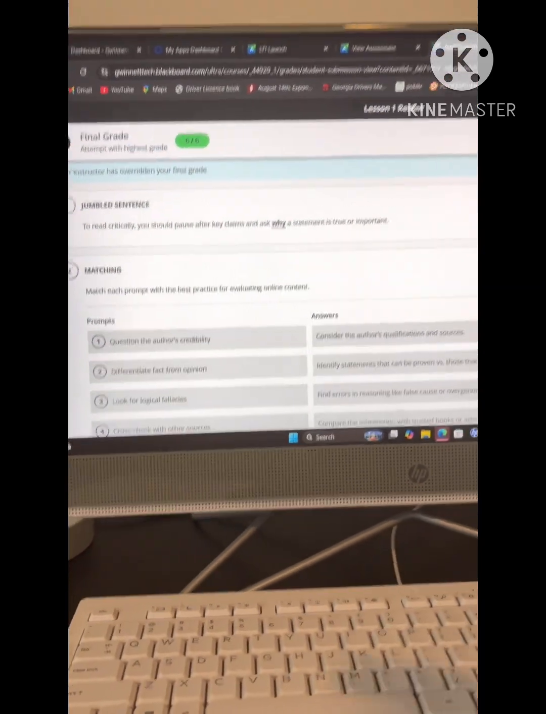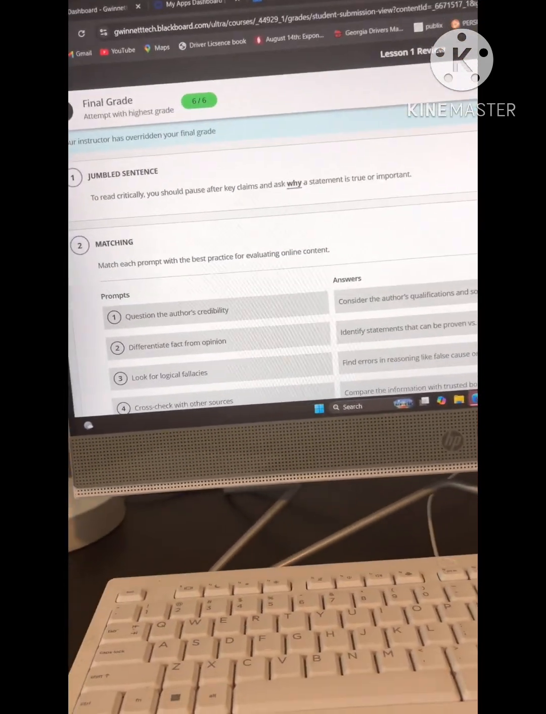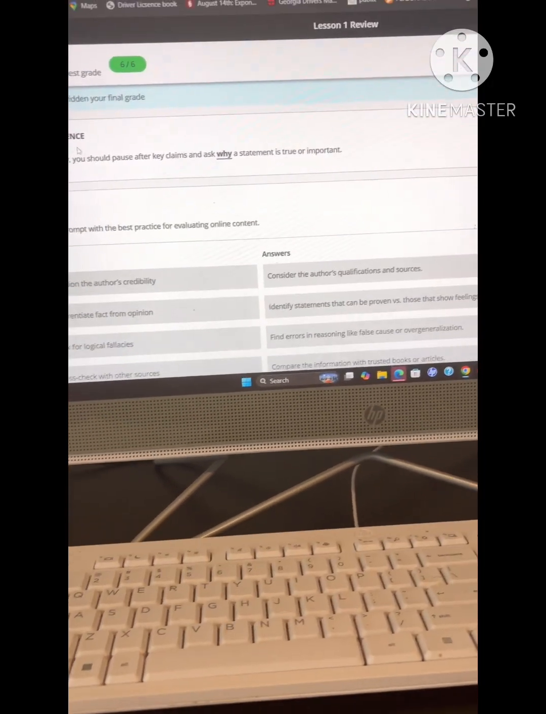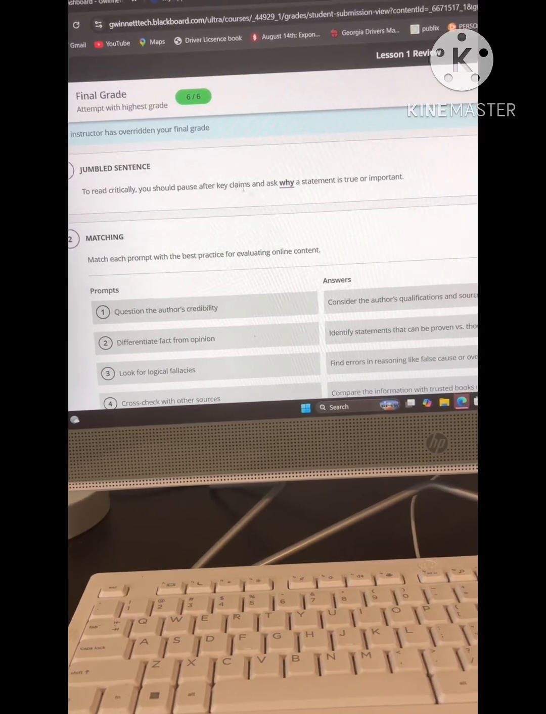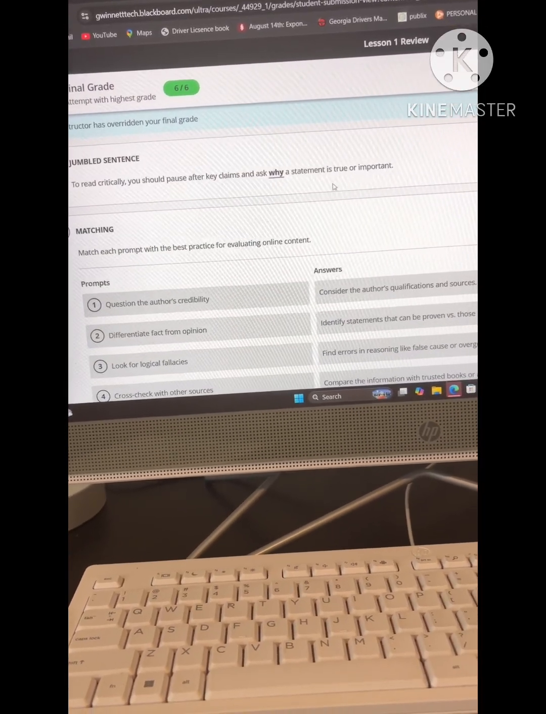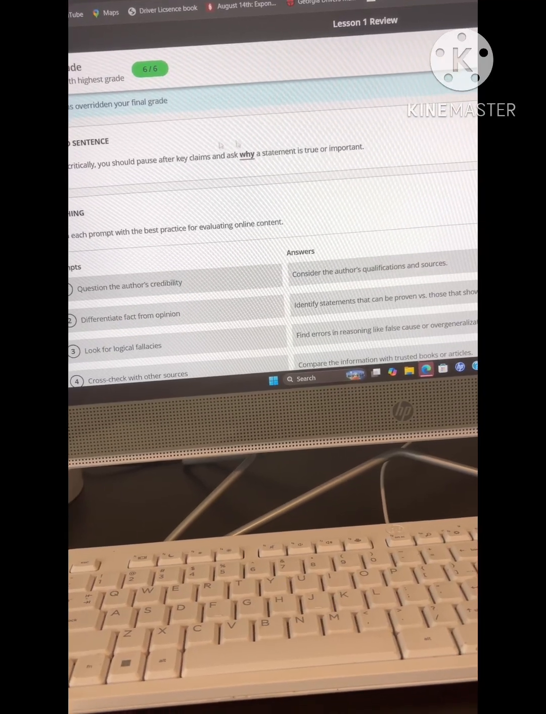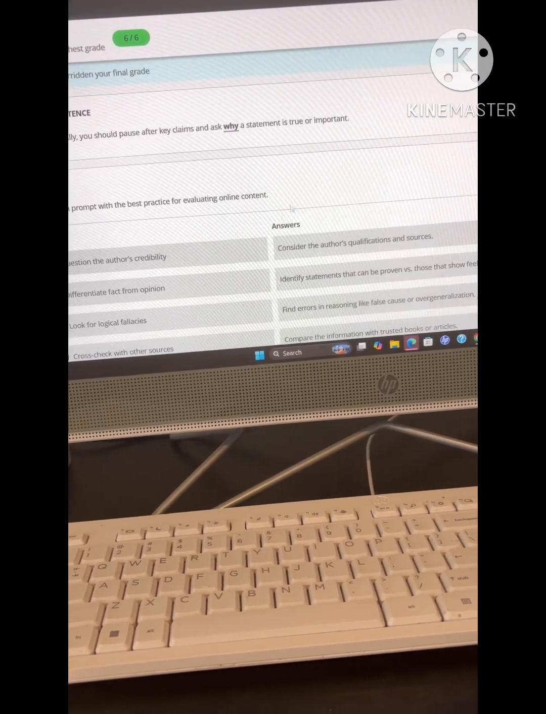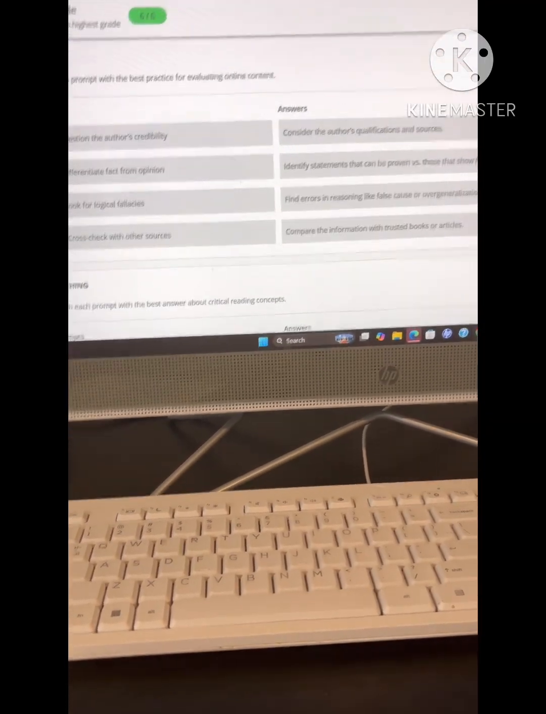Right, so the next assignment I'm gonna do is the lesson one review, and I'm pretty much just gonna go over my answers to the questions. And it says for number one is jumbled sentence. To read critically, you should pause after a claim and ask why the statement is true. It's not necessarily giving me a true or false answer, but we'll just go down.